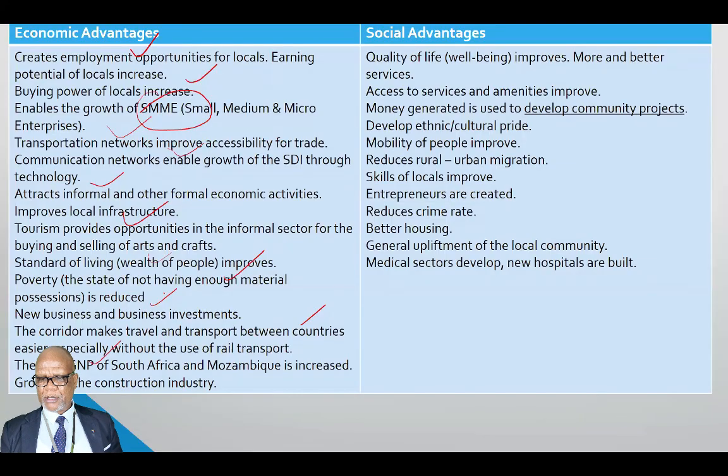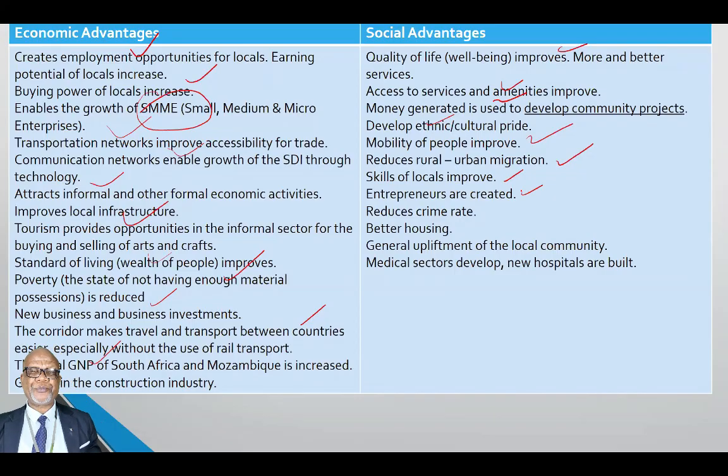What will be the social advantages? Quality of life improves because people have got jobs, access to services and amenities. Money is going to be generated. Development of ethnic cultural pride. Mobility of people is going to increase because of improved infrastructure. It reduces rural-urban migration, and develops skills. Also, entrepreneurship will be developed. It reduces crime because people have got jobs.